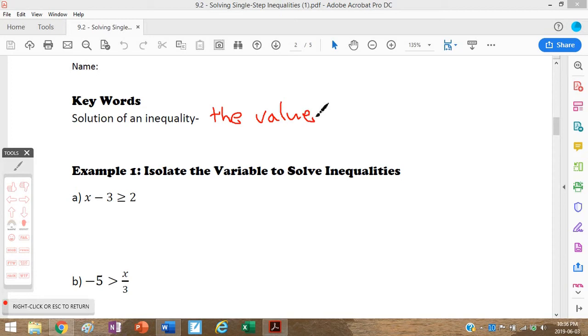Keywords: solution of an inequality. When we talk about the solution of an inequality, simply what we're looking for is the values that make it true. If x is my variable, it's the values of x, the values of the variable, that make it true.